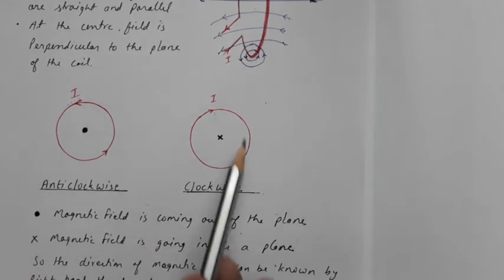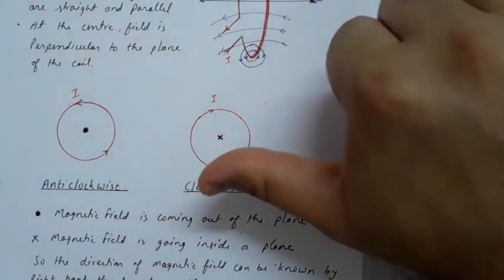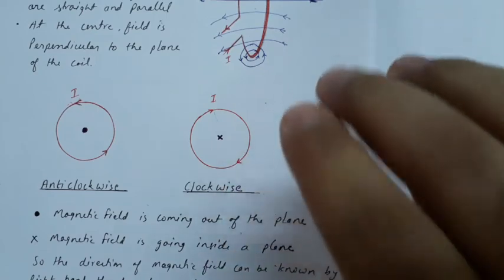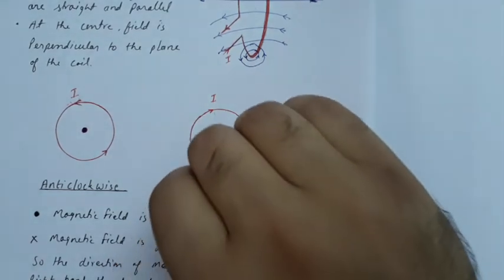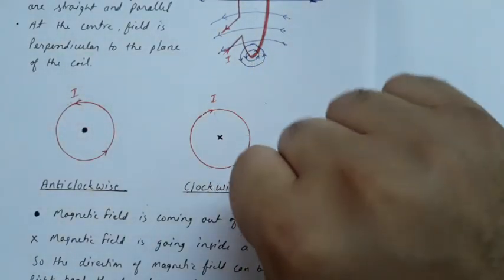But when the direction of current is clockwise, now in the clockwise direction what will happen? The thumb will show the direction of current and the curls of our fingers will be like this. So we will hold it inside like this. If this is a ring, this is how we will hold the ring.